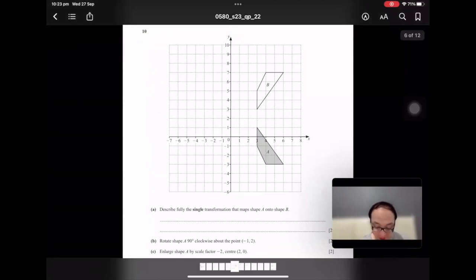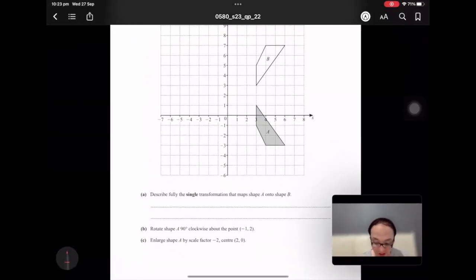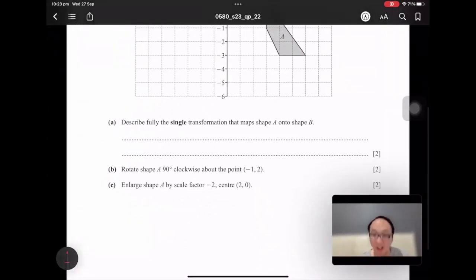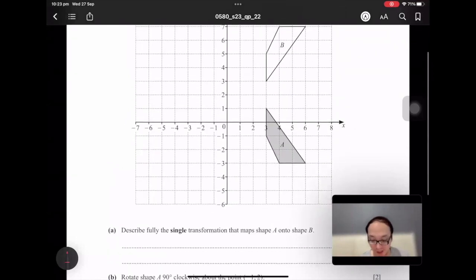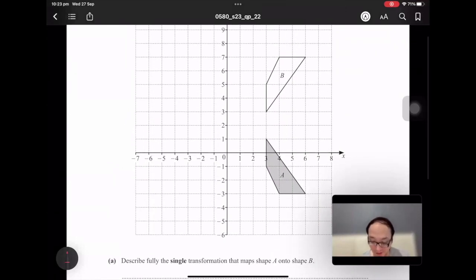Describe fully the single transformation that maps shape A onto shape B. From A to B, the shape is congruent, exactly the same, but in a different direction. So this is a reflection in the line y equals 2.